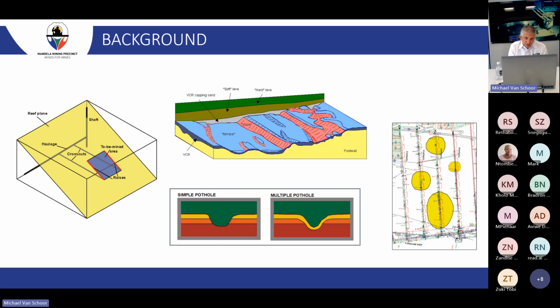In platinum, you get potholes or slump structures, and there's a simple schematic there at the bottom showing different types of potholes. There are a few more types, but essentially your reef is slumped locally or completely eroded away in a localized area. The schematic to the far right is an actual mine plan that shows that these potholes and other intrusions can often affect a mine block quite severely and impact on the mineable or the payable ground.